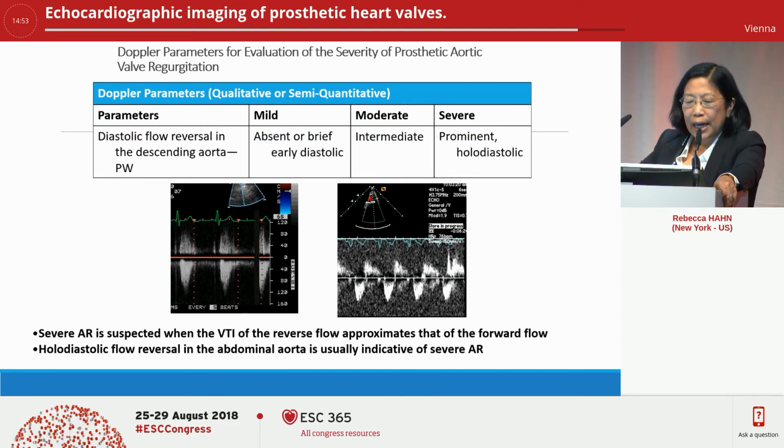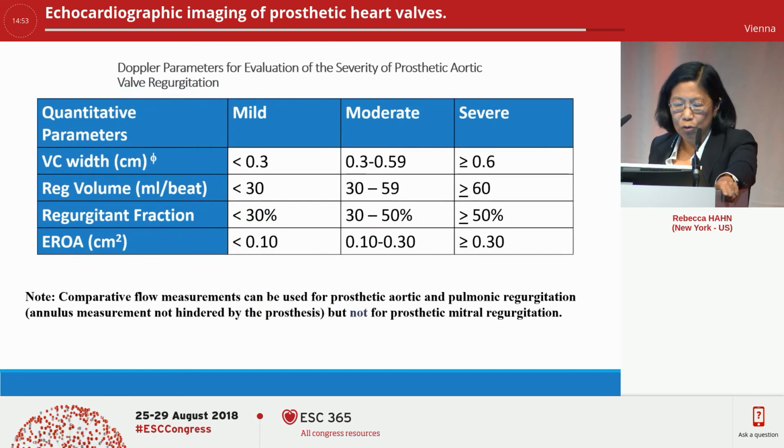Now, you can look again at diastolic flow reversal. Holodiastolic is what is required if you want to call it severe. We don't use just early diastolic. And in the European guidelines, they use a cutoff of the velocity has to be greater than 0.2 centimeters per second, and that makes sense to me in order to reduce overcalling severe regurgitation.